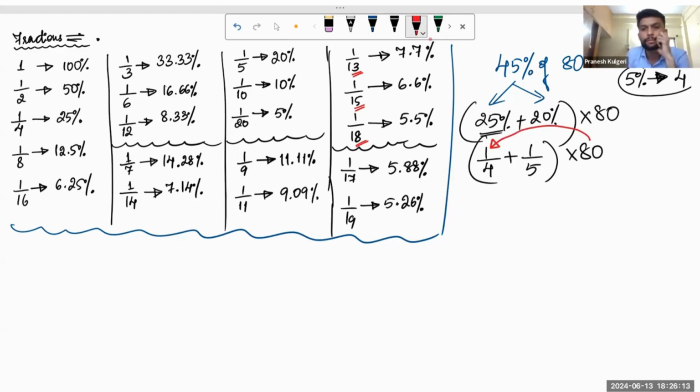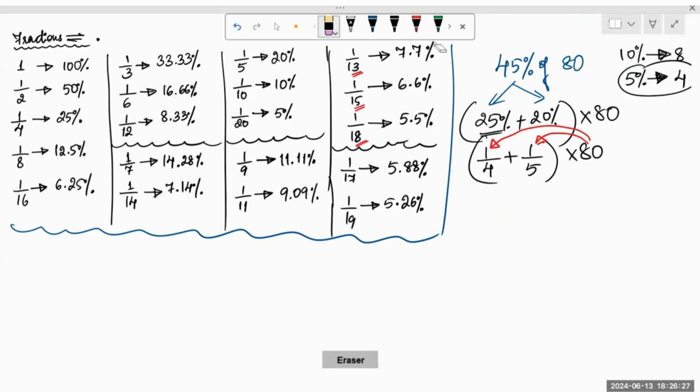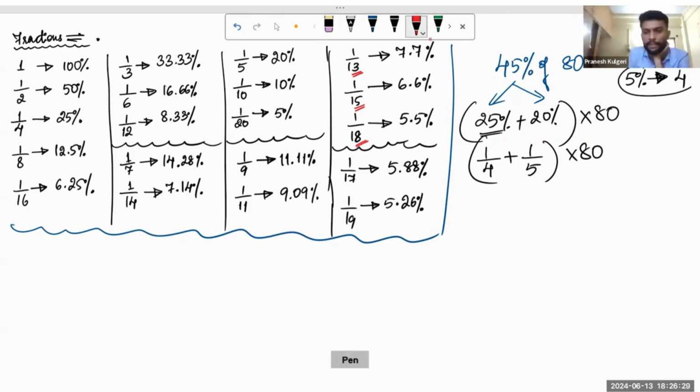80 by 4 is 20. 20 plus 80 by 5 is 16. I've just distributed it, nothing rocket science here. If you want me to write one more step, that step would be: 1 by 4 into 80 plus 1 by 5 into 80.